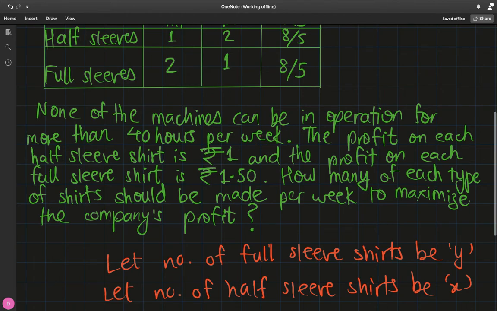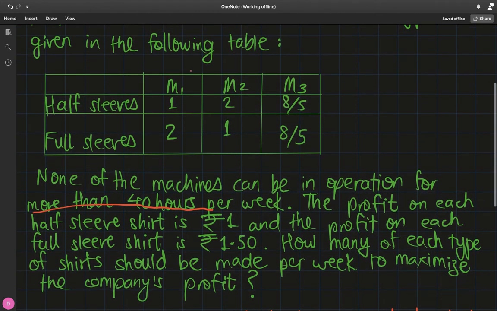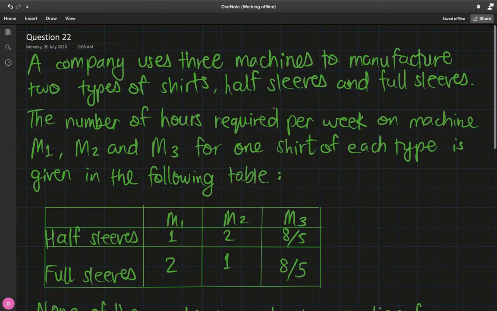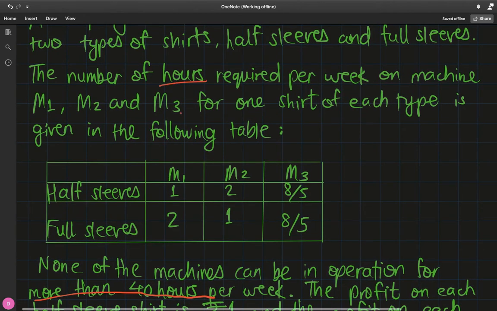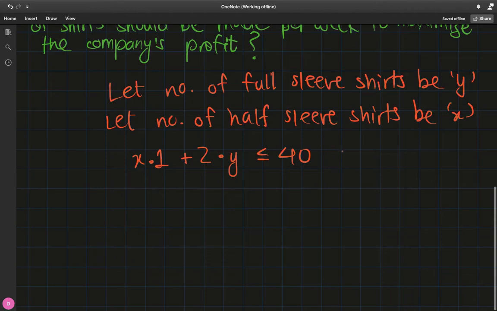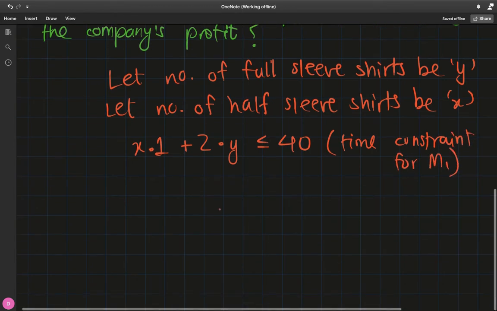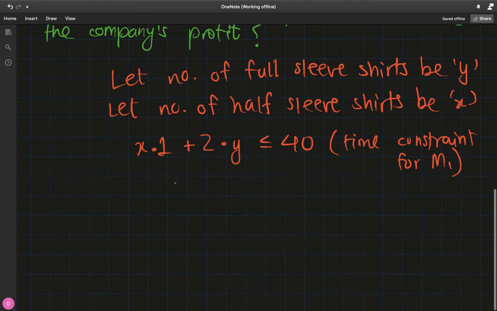because none of the machines can be in operation for more than 40 hours per week. And hours, check for the unit, guys, because sometimes they might just trick you with the units. So this is, say, the time constraint for machine 1, and if you want, we can simplify this: x plus 2y is less than or equal to 40.